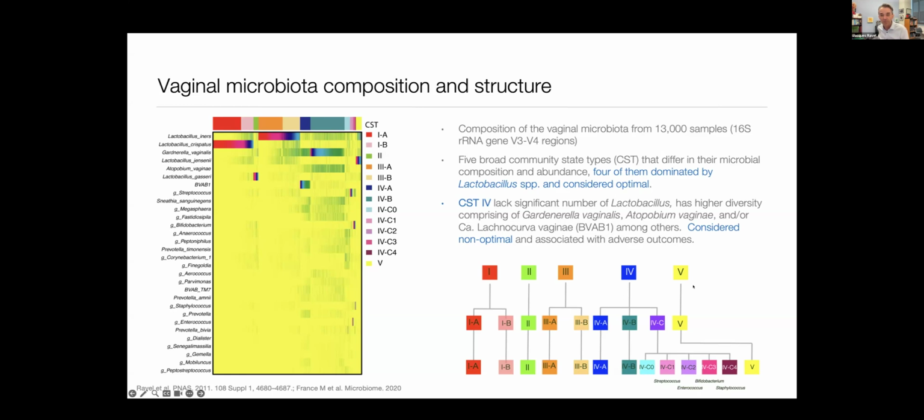From the original 5 community state types, as we call them, with the large number of samples, over 13,000, we've been able to subdivide those original CSTs into sub-CSTs. And now we have a much higher resolution, especially in that CST4 that lacks lactobacillus. We have 7 of them that subdivide that CST4. So somewhat it can improve a lot of the studies that we do with the microbiome.